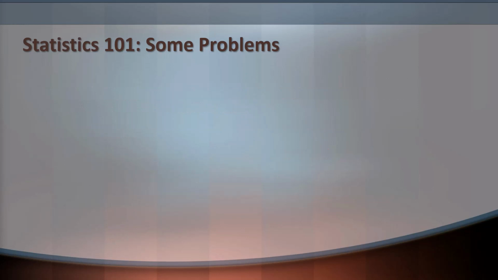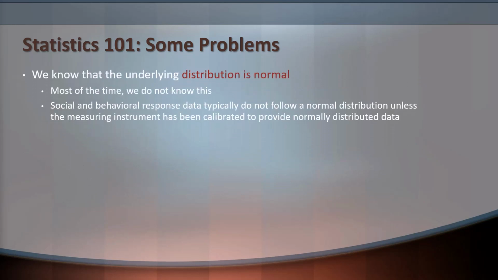There are some additional problems. We say we know that the underlying distribution is normal. Most of the time, we don't know this. Social and behavioral response data typically do not follow a normal distribution unless the measuring instrument has been calibrated to provide normally distributed data. Well, how often is that done?